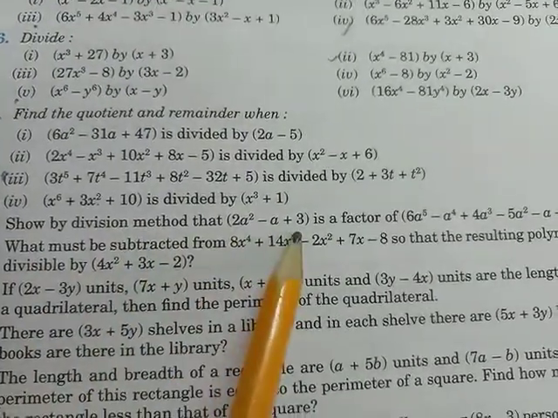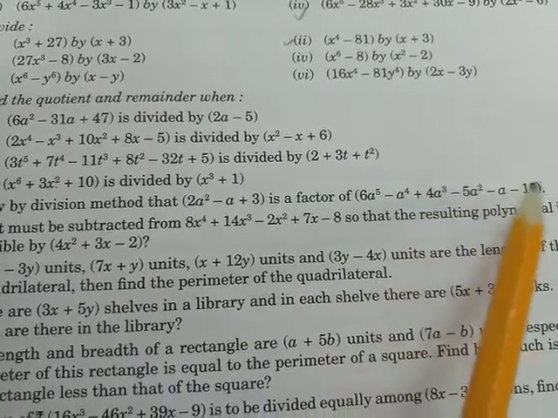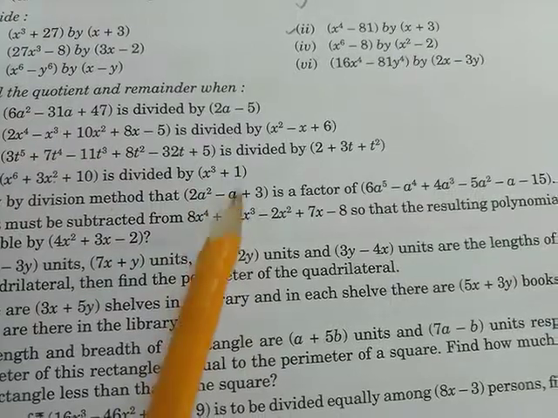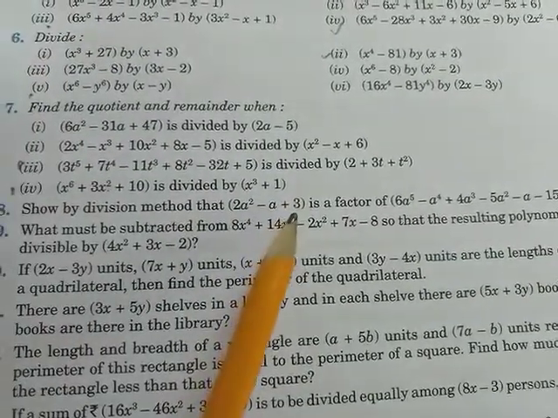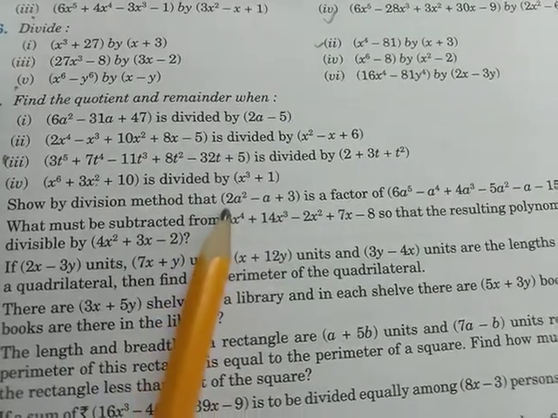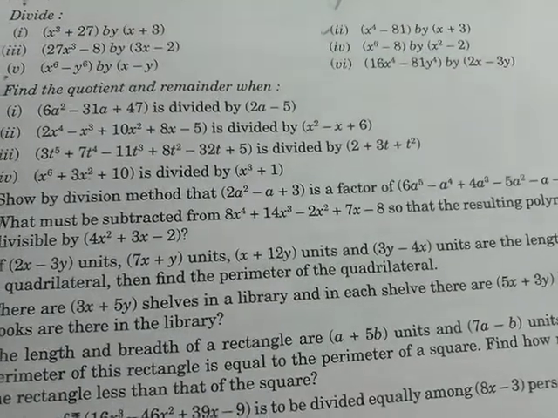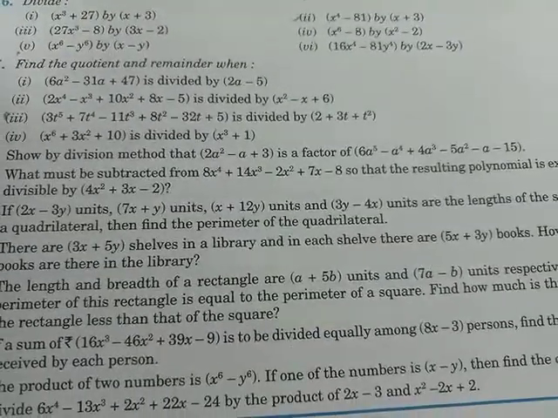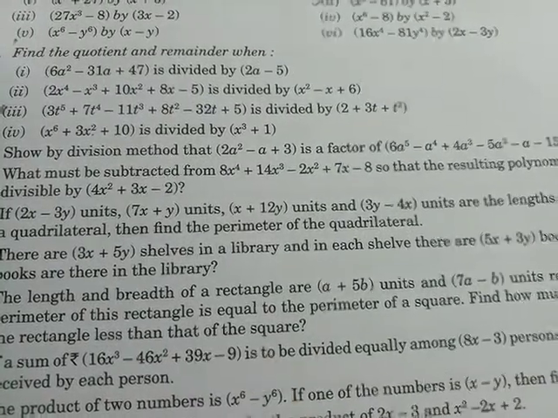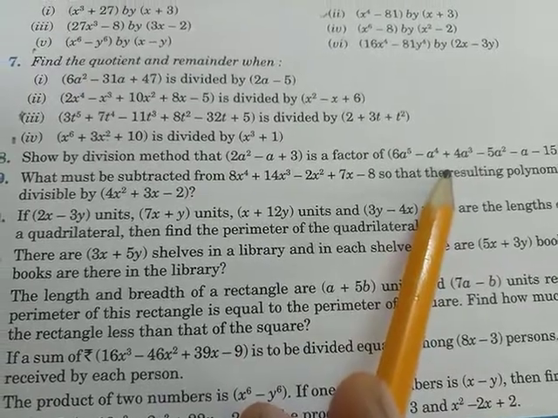We are going to divide the 6a to the power 5 term with 2a square term, and when you will divide, you will find that no remainder is left. If no remainder is left, then this is the factor. So what you have to do actually, you have to show the division, and you have to show that in the last line you are going to write as remainder is 0. Therefore 2a square minus a plus 3 is a factor of the given algebraic expression.